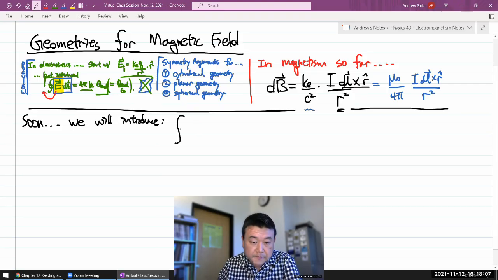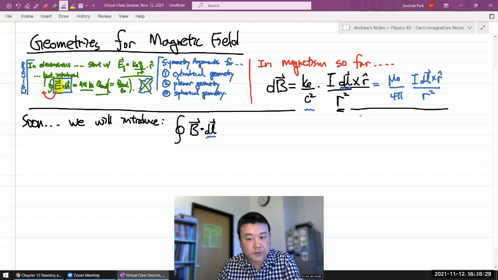Ampere's law will say that the closed integral, and a closed integral not of a surface, but of a loop, a path, a one-dimensional integral. So the closed integral of the dot product of the magnetic field and the path element. And this path element, even though dL looks exactly like this dL, they have slightly different meanings.